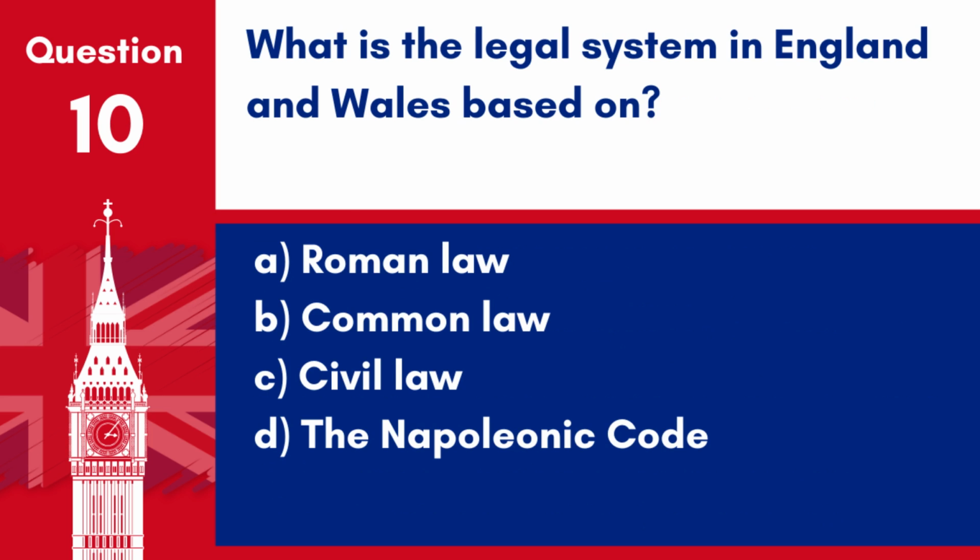Question 10. What is the legal system in England and Wales based on? A. Roman law. B. Common law. C. Civil law. D. The Napoleonic Code.